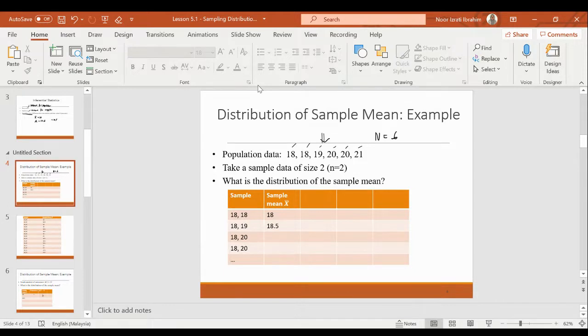So when we create a sample of 2, it can be 18, 18, 18, 19, 18, 20, 18, 21, until 20, 21. So what is sample mean? Sample mean is when you find the mean of each of the samples here. And for the distribution of sample means, we are listing out all the possible sample means from the list of samples.